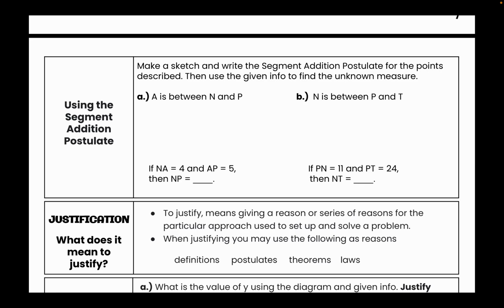Using the segment addition postulate, we're going to make a sketch and write the segment addition postulate for the points described. Then we're going to use the given information to find the unknown measures. So, A is between points N and P. So N, A, and P. NA is 4, AP is 5, and we want to find NP. So 4 plus 5 gives us 9. That's our segment addition postulate.